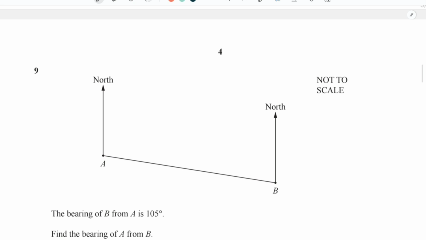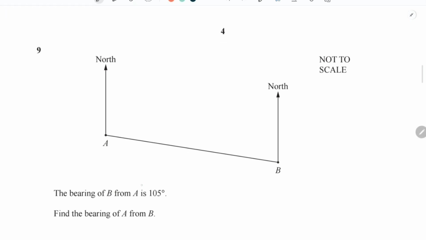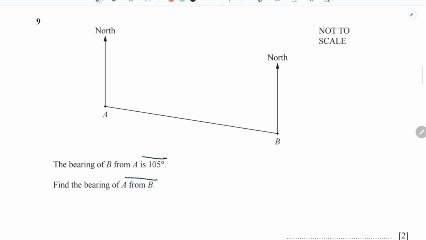Now we have question number 9. In question number 9, the bearing of B from A is 105 degrees. Find the bearing of A from B. Okay, so we want to find the bearing of A from B. So we just simply add 105 degrees to 180 degrees, right?